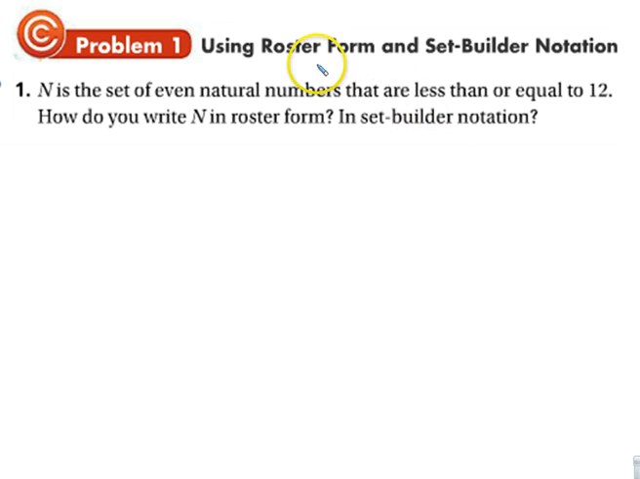Okay, so the first thing is asking us to write it in roster form and set builder notation. So here's what it says. N is the set of even natural numbers that are less than or equal to 12. N is the set of even natural numbers. Remember, a natural number is a counting number. So 1, 2, 3, 4, 5. Okay, so we're going to write it in roster form.